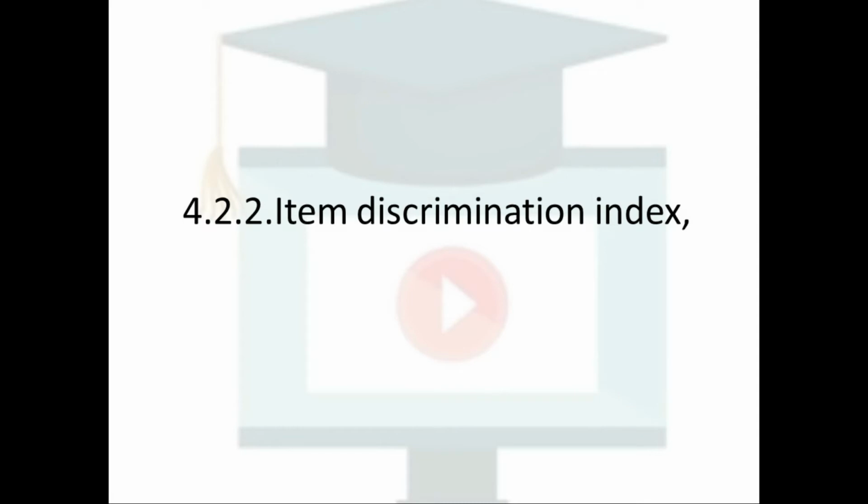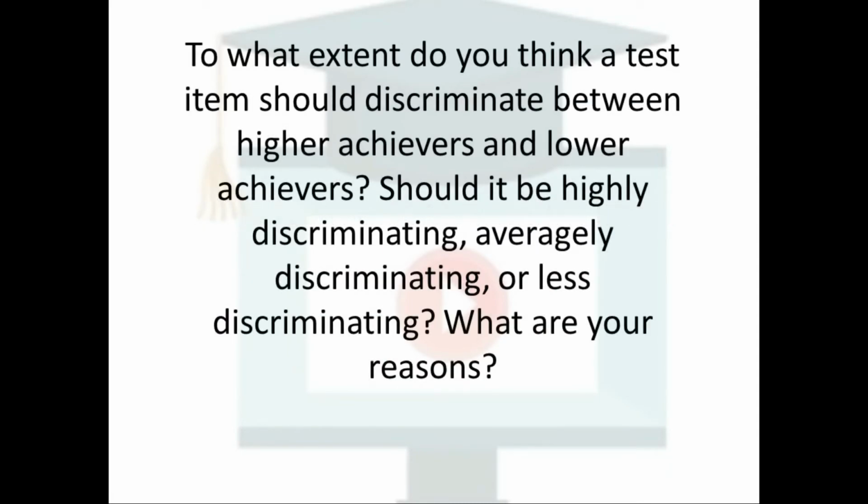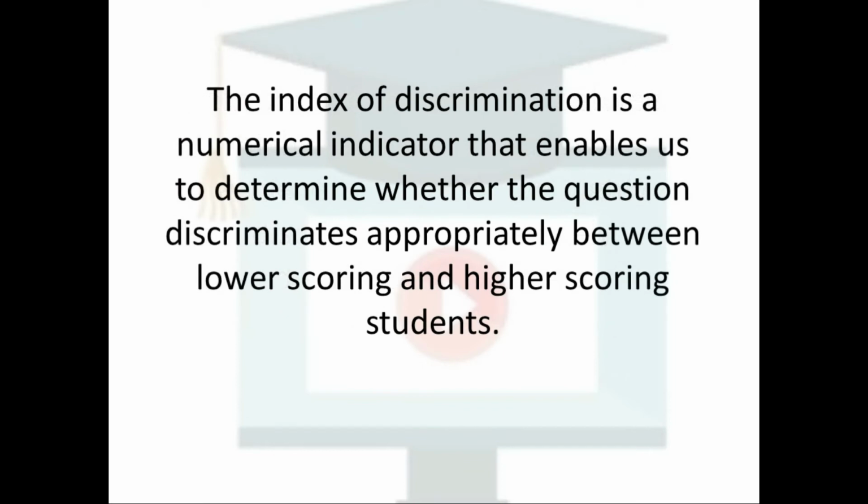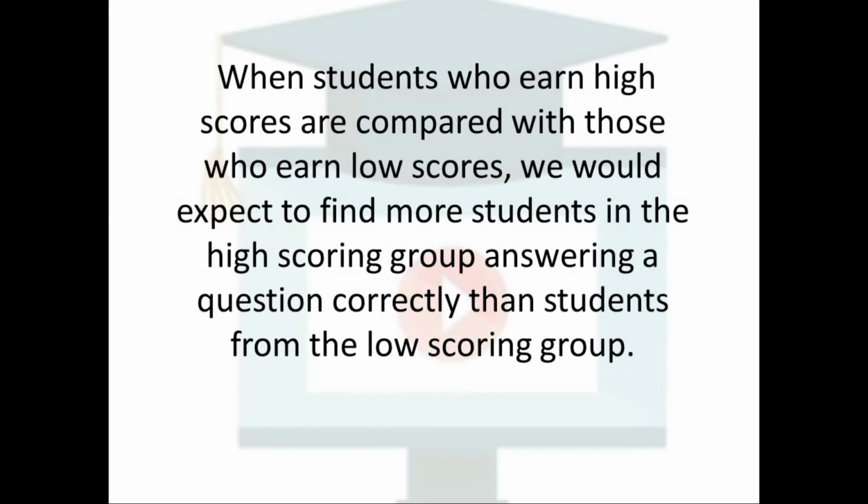4.2.2 Item Discrimination Index. To what extent do you think a test item should discriminate between higher achievers and lower achievers? Should it be highly discriminating, averagely discriminating, or less discriminating? What are your reasons? The index of discrimination is a numerical indicator that enables us to determine whether the question discriminates appropriately between lower scoring and higher scoring students. When students who earn high scores are compared with those who earn low scores, we would expect to find more students in the high-scoring group answering a question correctly than students from the low-scoring group.